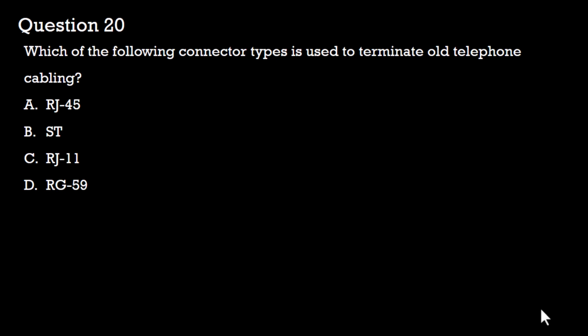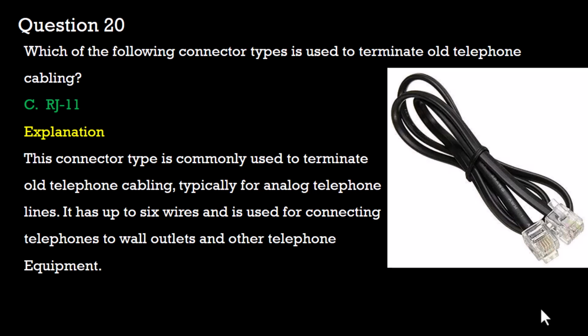The RJ11 is a connector type that is used to terminate old telephone cabling, so it is typically used for analog telephone lines. The RJ59 is a coaxial cable type and it's used for analog video signals. So with respect to this question, the correct answer is the RJ11. It has up to 6 wires and it is used for connecting telephones to wall outlets and other telephone equipment.